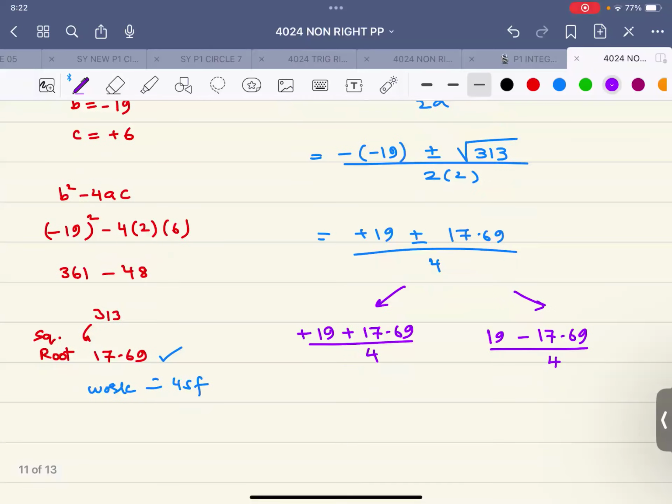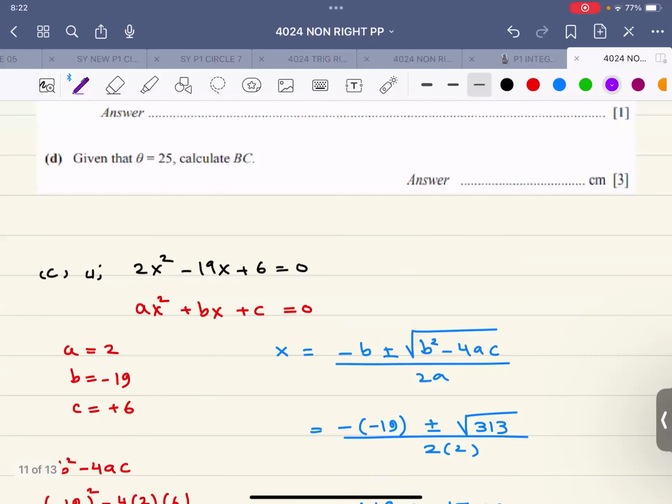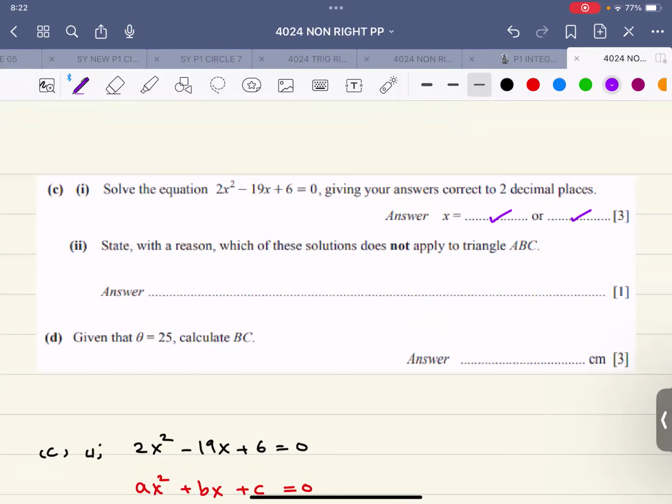Now this time both are coming to be positive. So first of all, 19 plus 17.69 divided by 4, that is 9.1725. And 19 minus 17.69 divided by 4, that is positive 0.3275. So these are the two values that we will get. Over here, in this case, both are positive.